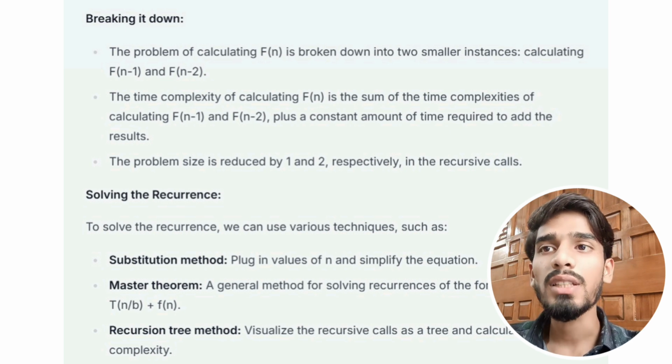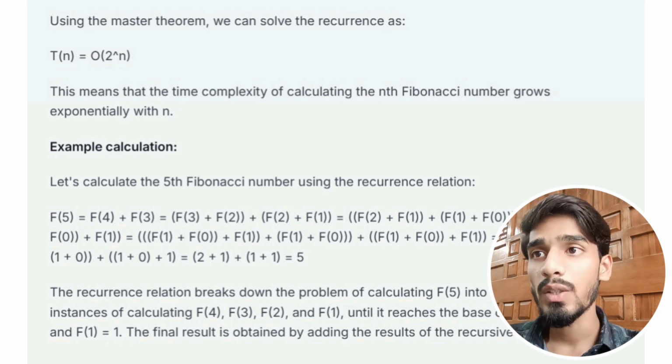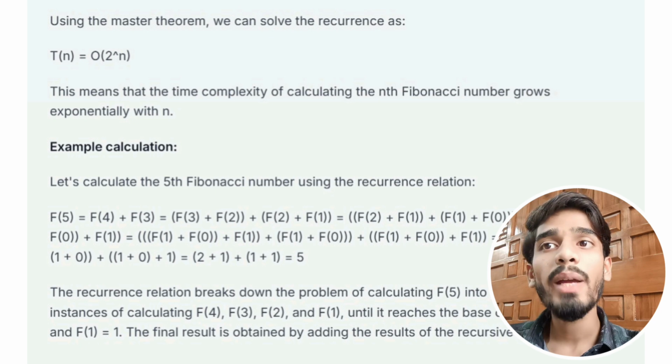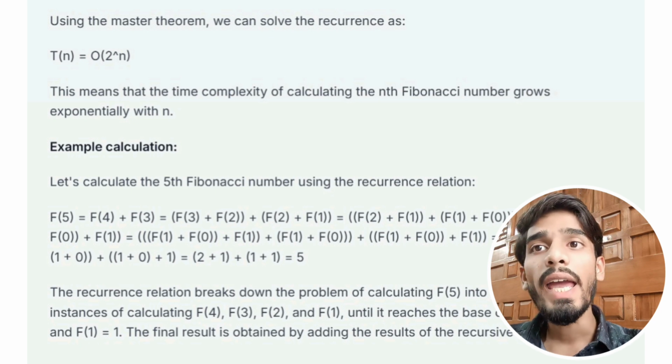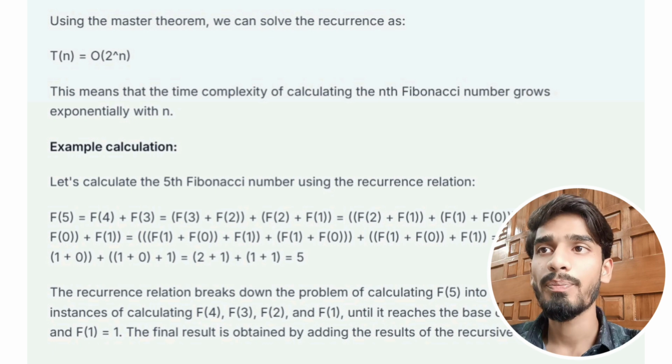Now, we can solve the recurrence as T(n) = O(2^n). This means that the time complexity of calculating the nth Fibonacci number grows exponentially with n.